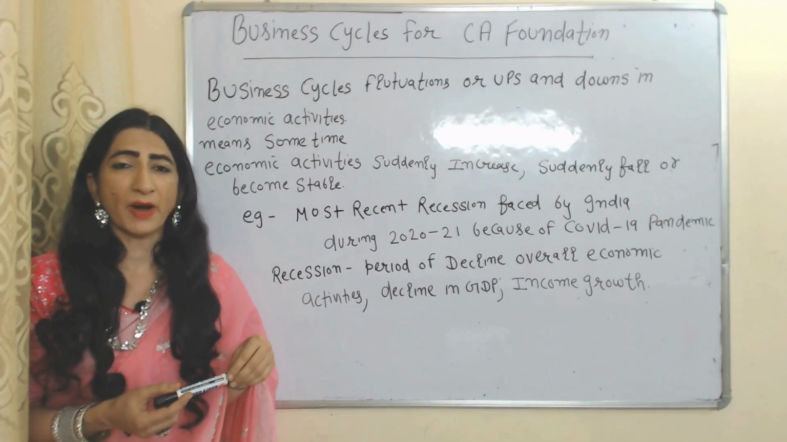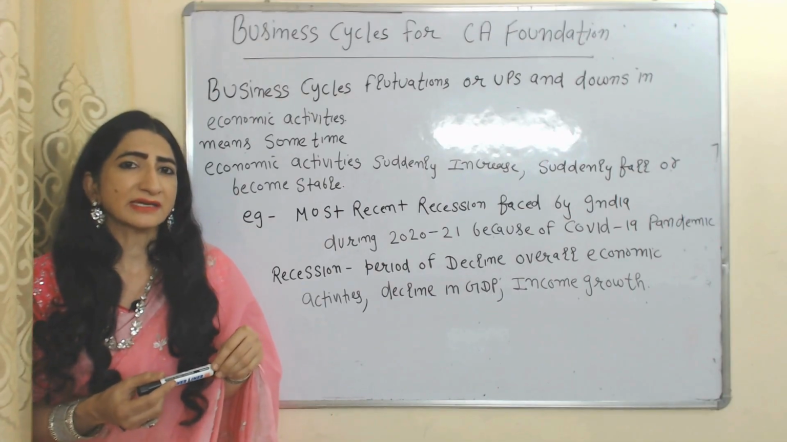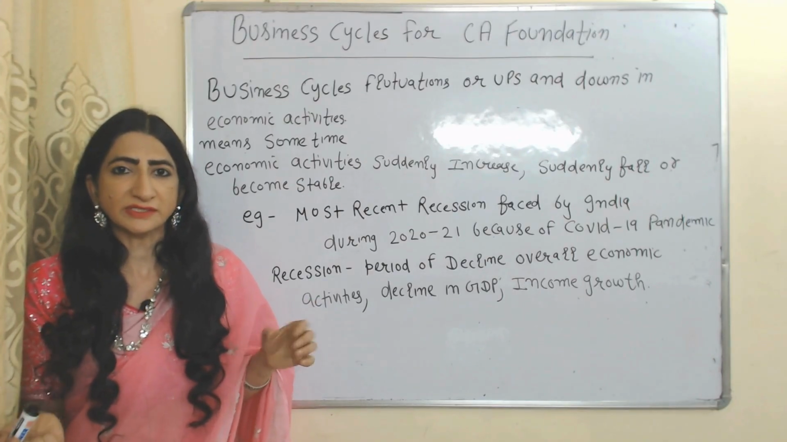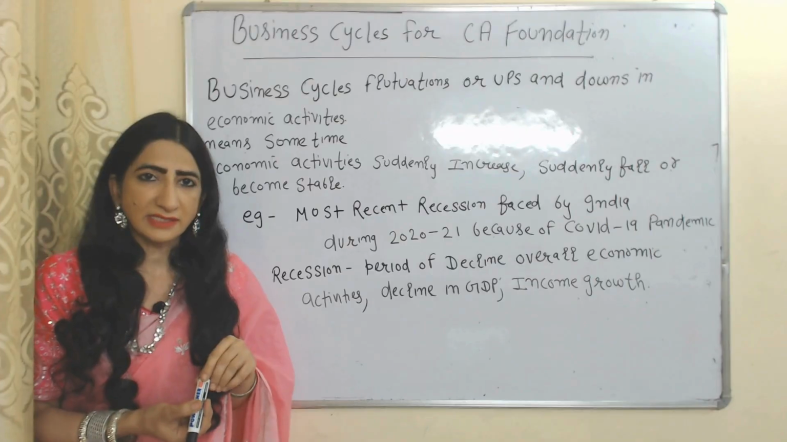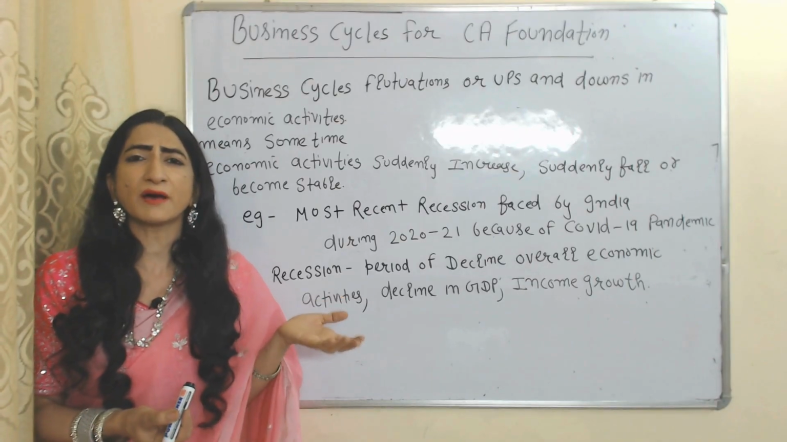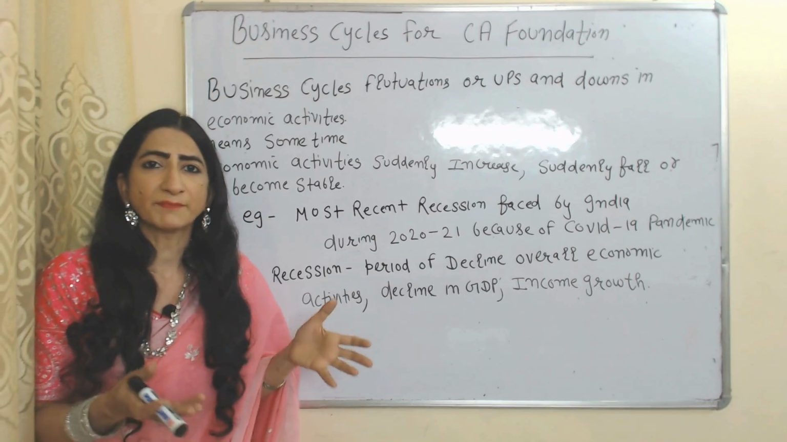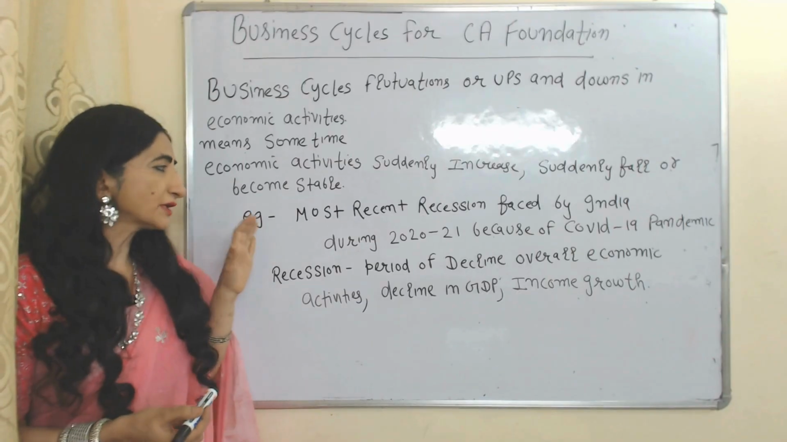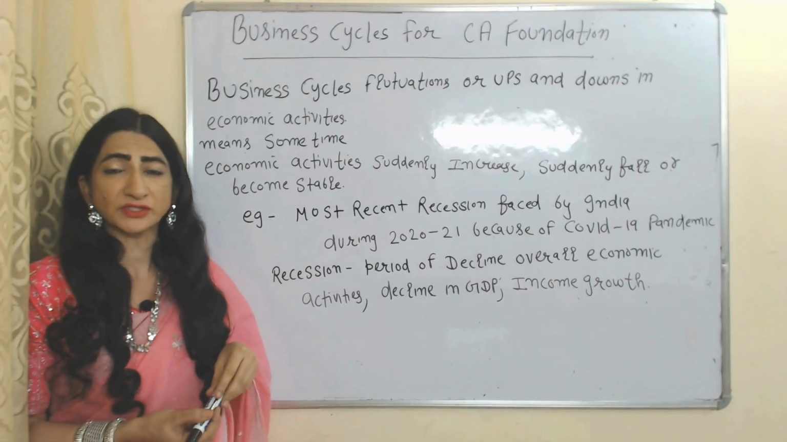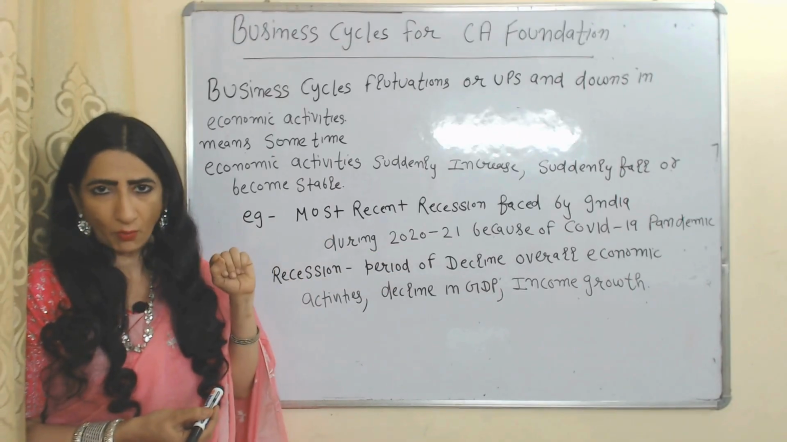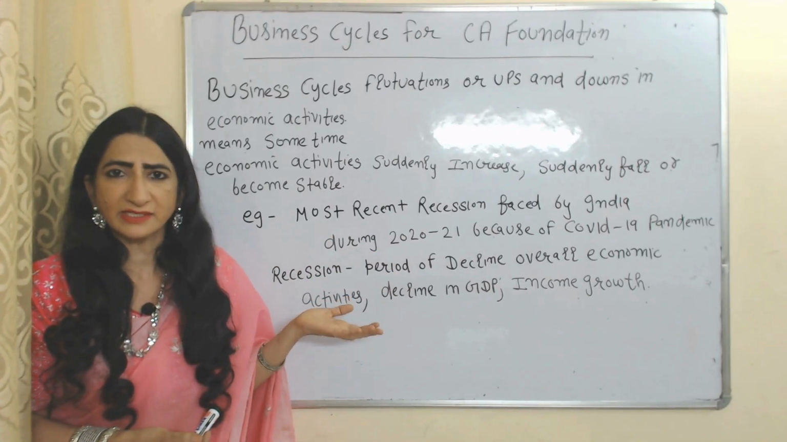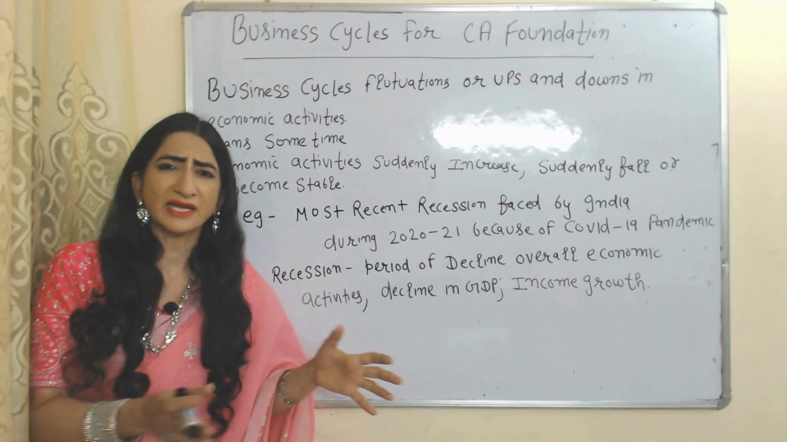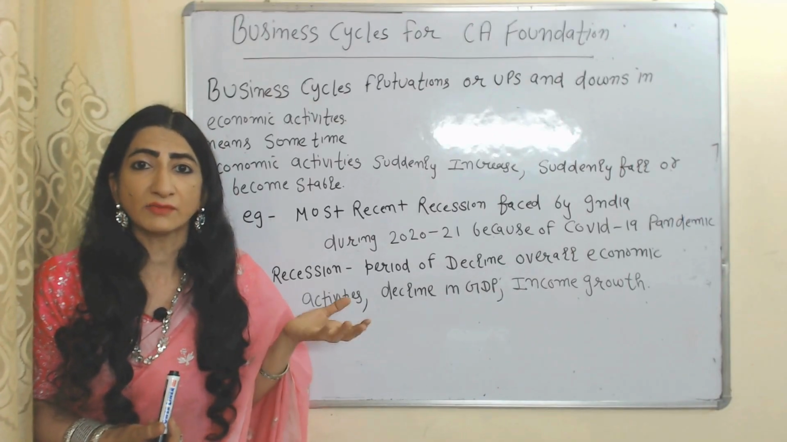Today we are going to talk about business cycles. Business cycles are fluctuations in economic activities, or we can say that business cycles are so many ups and downs in economic activities. For example, suddenly economic activities increase, suddenly fall or become stable. For example, the most recent recession faced by India from 2020 to 21 because of the COVID-19 pandemic. Recession means a sudden decline in economic activities, decline in GDP, or we can say decline in income growth.